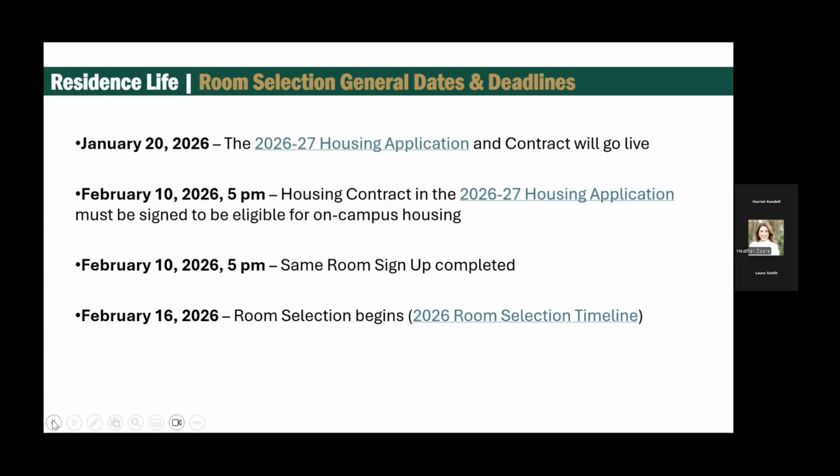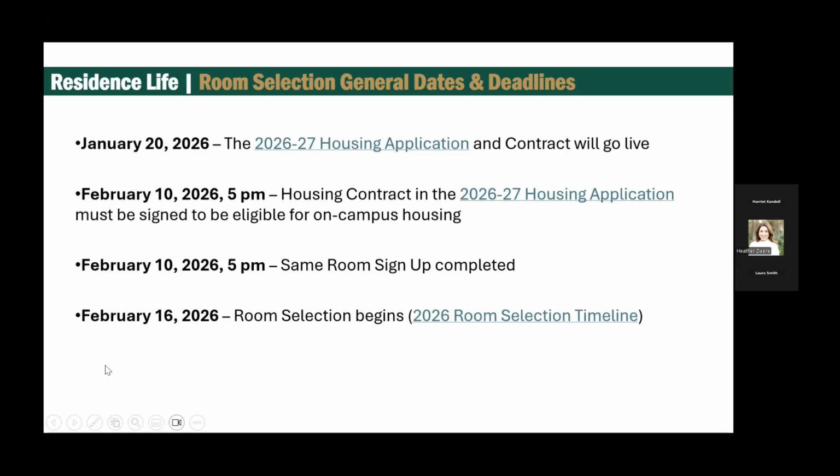And so then also February 10th is also same room sign up. So what this means is for students who are eligible to return to the same hall and same room, and all of this is listed out on our website and in the communications that we're sending. So if you're in, for example, Hardy Hall, fourth floor, as a returning student currently, then you'll be eligible to return there next year, providing that you do same room sign up by 5 p.m. on February 10th and fill your room essentially.